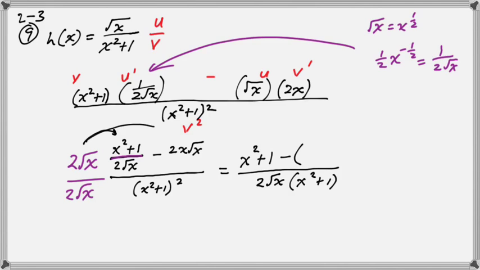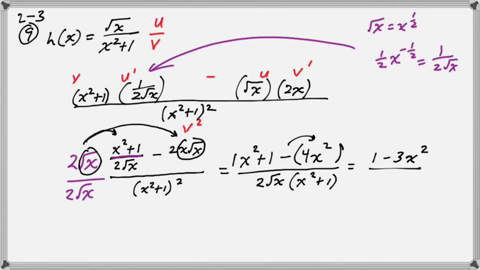So when I multiply it over here, 2 times 2 is 4. And what is this times this? Hopefully you know it's x squared, because the square root of x times square root of x is x. So I believe that becomes your final answer of 1 minus 3x squared, because you have 1x squared minus 4x squared, over 2x times quantity x squared plus 1 quantity squared. And that is now the derivative.